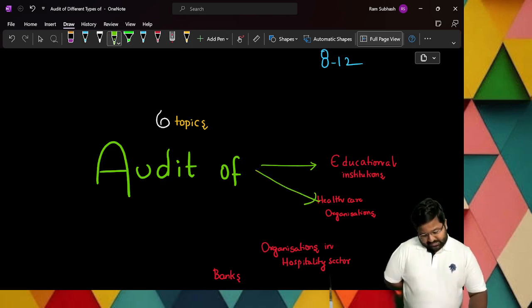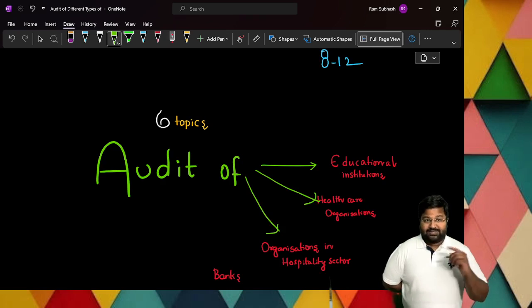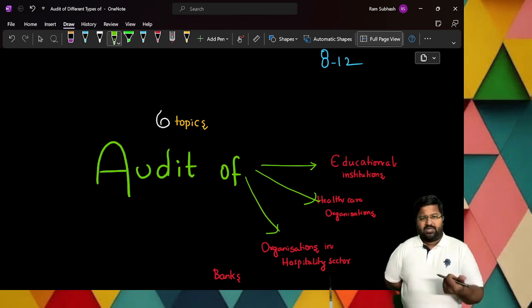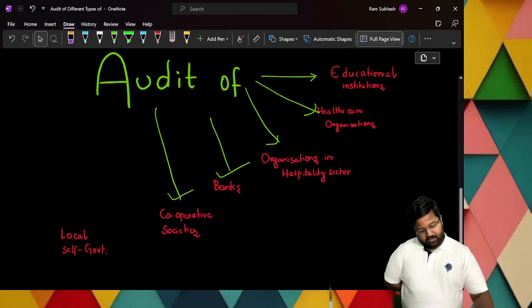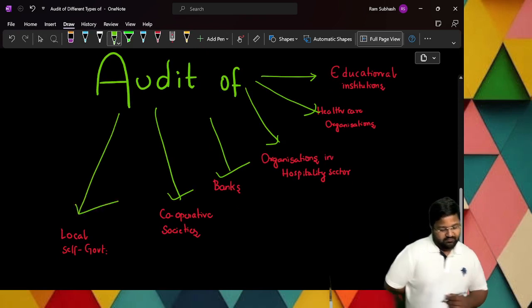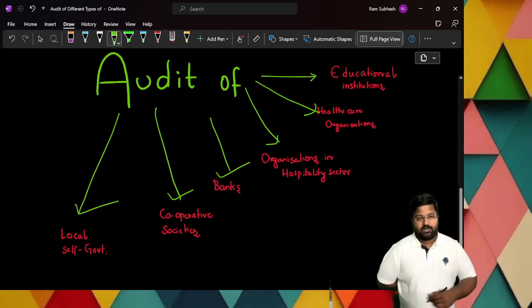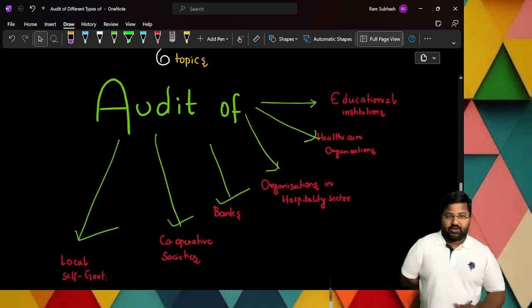Next, healthcare organizations. What are healthcare organizations? Nothing but hospitals. Then organizations in the hospitality sector, which are nothing but movie theaters, clubs, recreation centers, water parks, and all. Next, audit of banks. Next, audit of cooperative societies and audit of local self governments. These are the six areas we need to cover in the special audits.